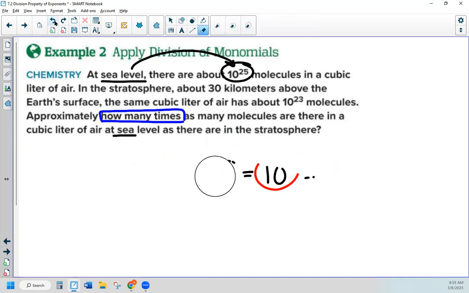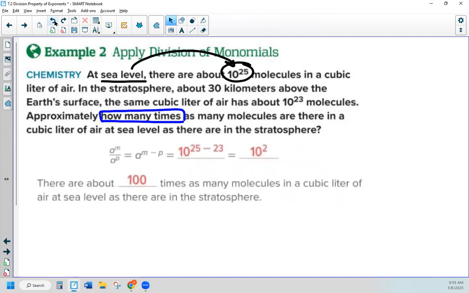Let's look at our book here, just in case you guys have it around you and you want to fill in the blanks. So have it with you. There you have it. There are about 100 times as many molecules in a cubic liter at sea level than there is in the stratosphere. Okay, so what seemed very daunting and scary at first was a simple question.